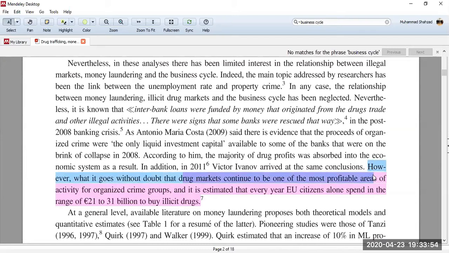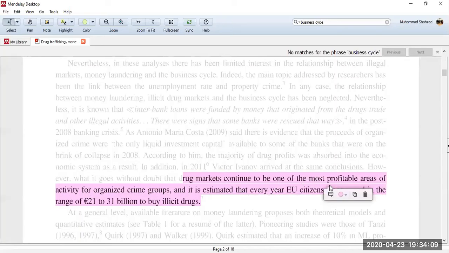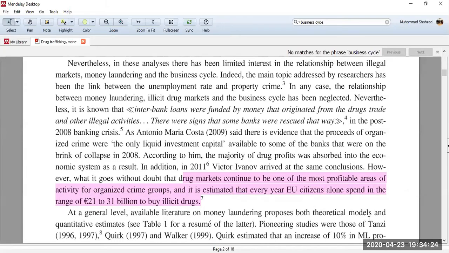However, it goes without doubt that the drug market continues to be one of the most profitable areas for organized crime, and it is estimated that every year European Union citizens alone spend in the range of around 21 to 31 billion pounds to buy illicit drugs. So that is a very important point, that even in the European countries, in the EU, citizens are spending money on these organized crimes, making around 21 to 31 billion pounds, which is a huge amount.